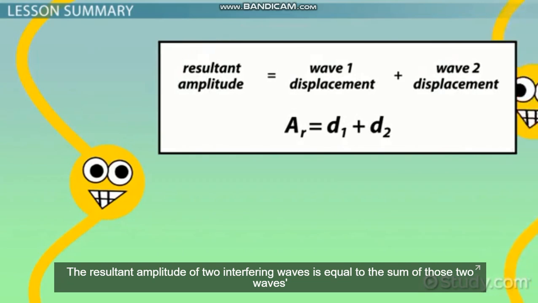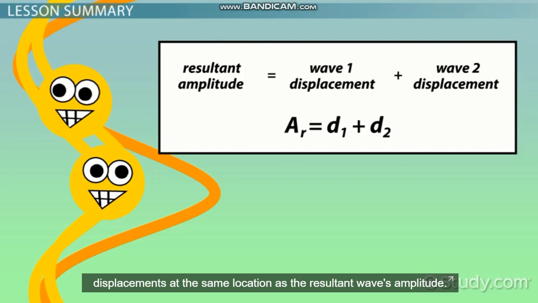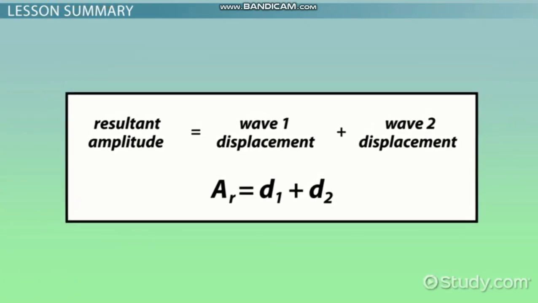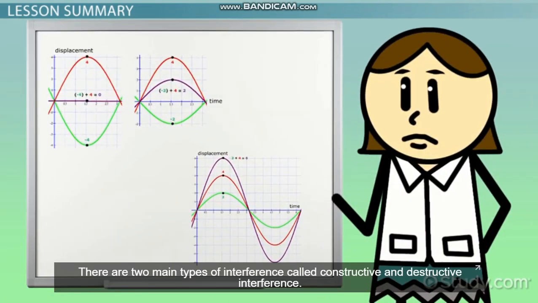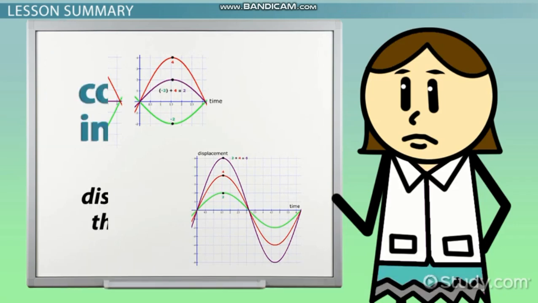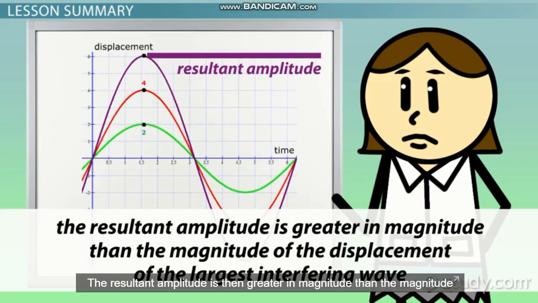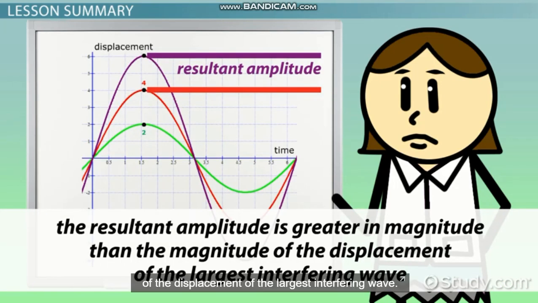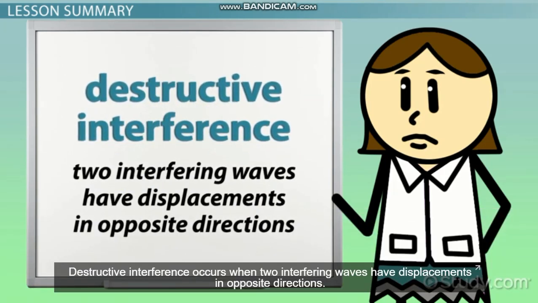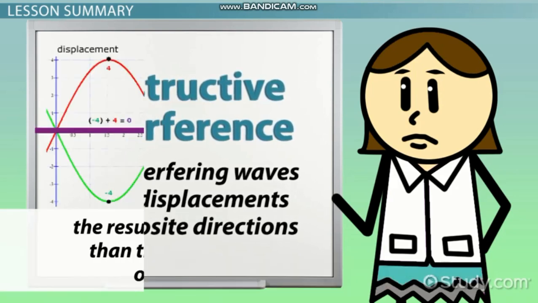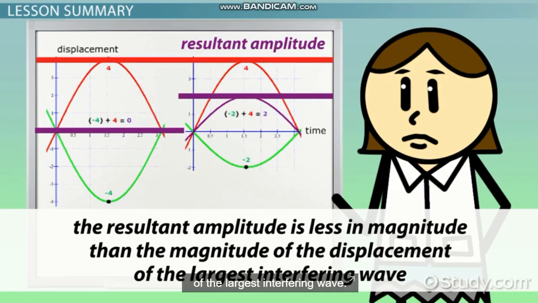The resultant amplitude of two interfering waves is equal to the sum of those two waves' displacements at the same location as the resultant wave's amplitude. A sub r equals d sub 1 plus d sub 2. There are two main types of interference, called constructive and destructive interference. Constructive interference occurs when the two waves' displacements are in the same direction. The resultant amplitude is greater in magnitude than the magnitude of the displacement of the largest interfering wave. Destructive interference occurs when two interfering waves have displacements in opposite directions. This time, the resultant amplitude is less in magnitude than the magnitude of the displacement of the largest interfering wave.